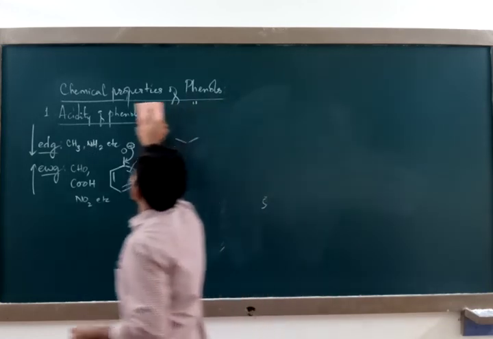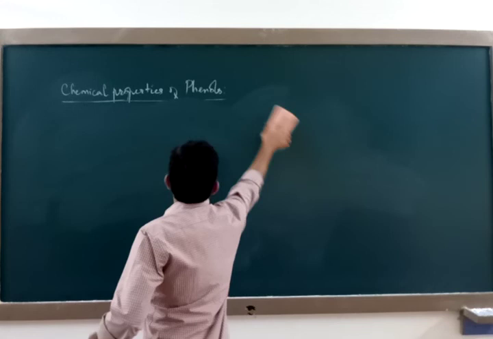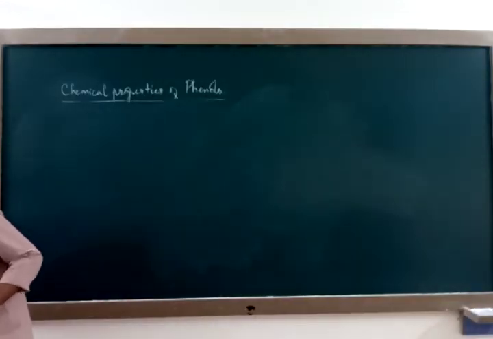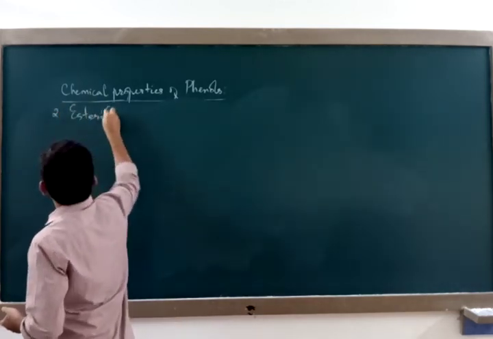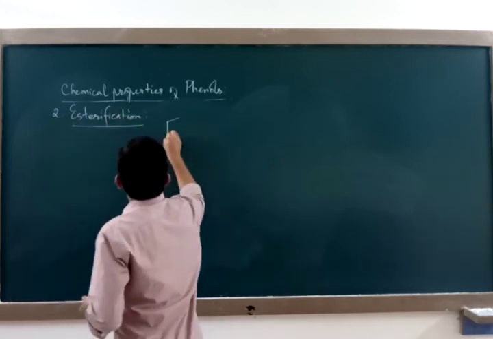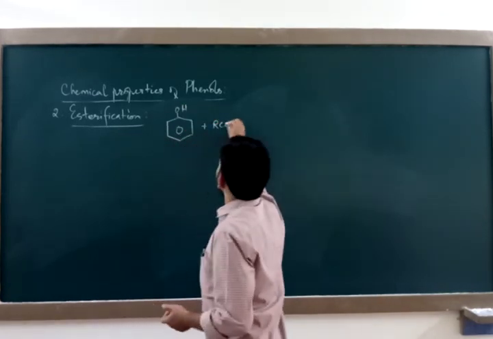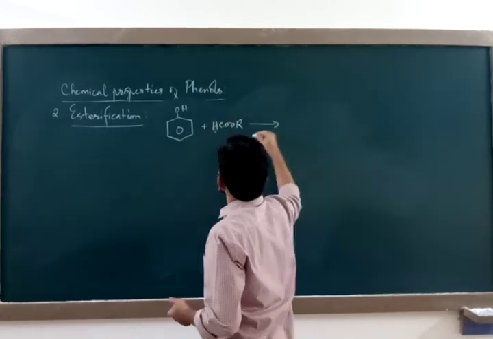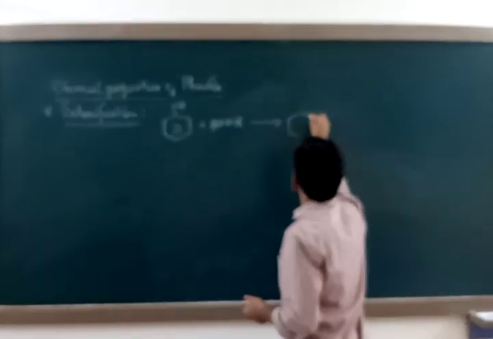Now, second property. The second property is esterification. You have already studied esterification in alcohols chapter, but still phenols also show esterification reaction. How? Whenever phenol reacts with carboxylic acid, I will write it reverse. Then you have esters.